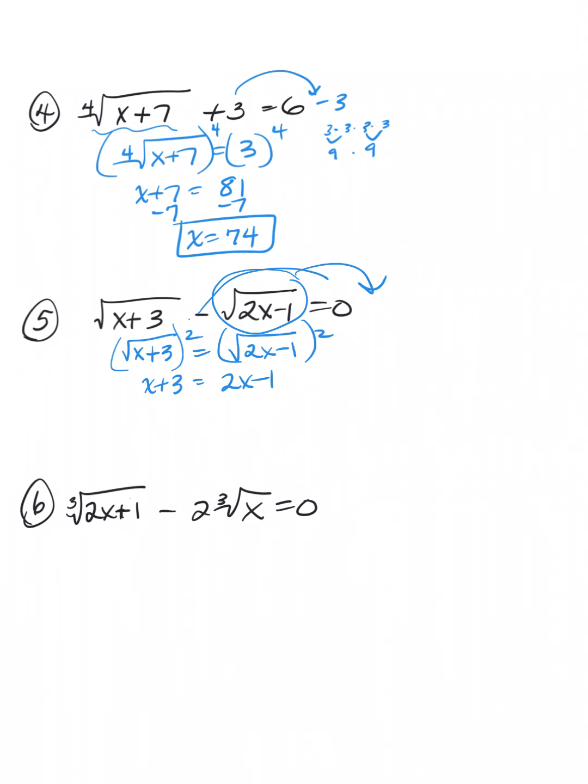So I'm going to move, let's see, I'll move that 1 over here. So that'll be a plus 1. So it'll be x plus 4 equals 2x. If I subtract x, I'll have 4 equals x, and there it is. There's my solution.